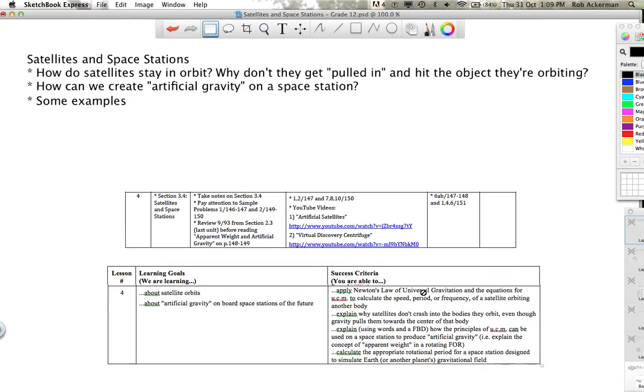The Earth and all the planets go around the sun. You could think of them as satellites of the sun. So we're talking about objects orbiting other objects. So here we go.